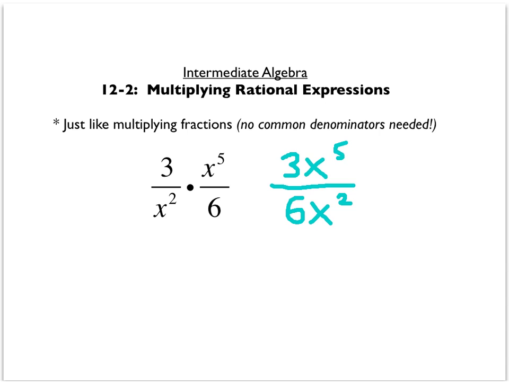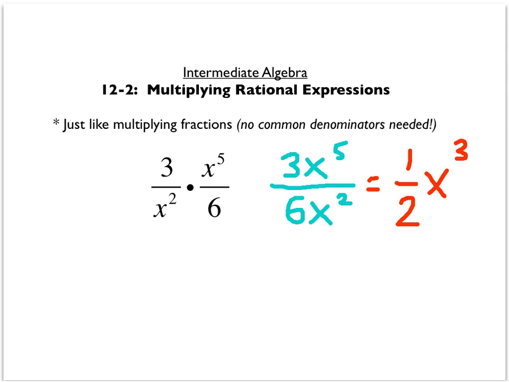Now, we like to reduce these when we can. And so what I'm going to do here is change pen colors here. And we can reduce these a little bit. Notice that 3/6, that can reduce to 1/2, and x to the 5th over x squared, we know to subtract those exponents, and so my final answer will be x to the 3rd.